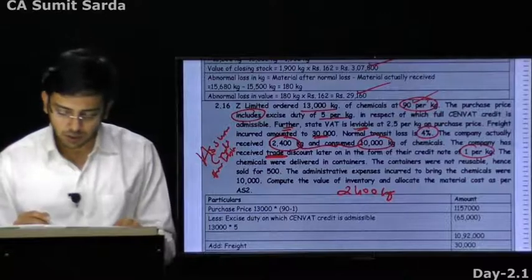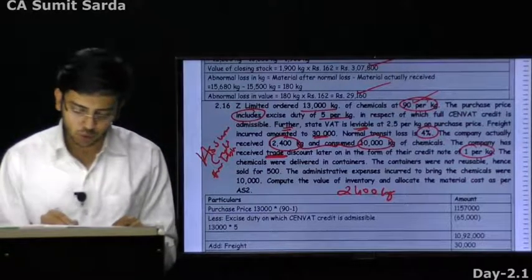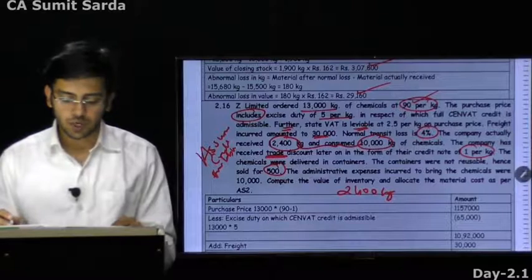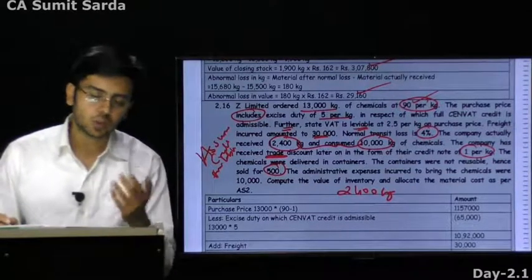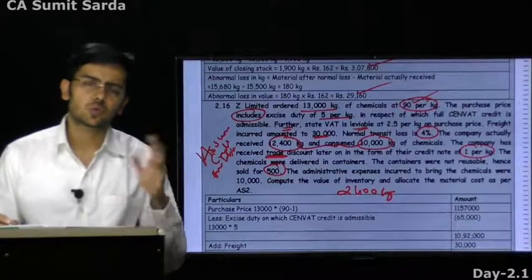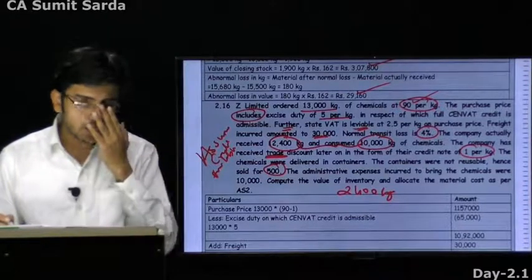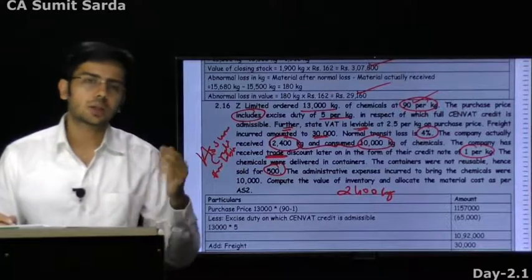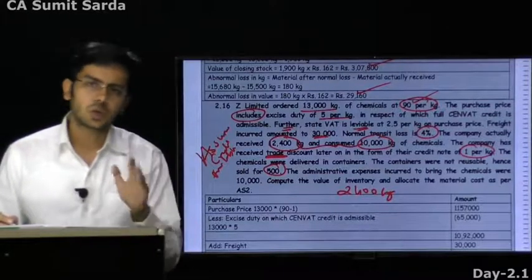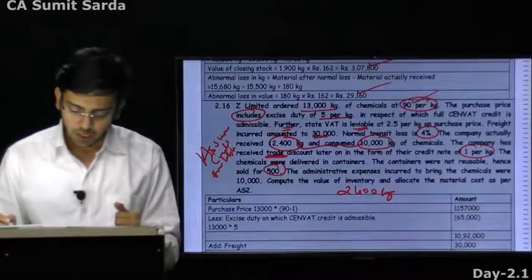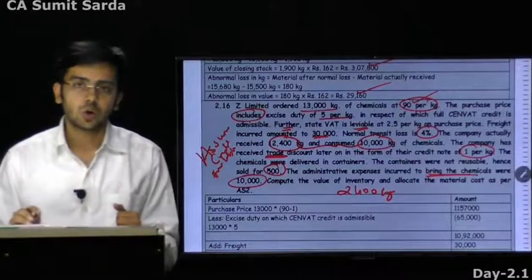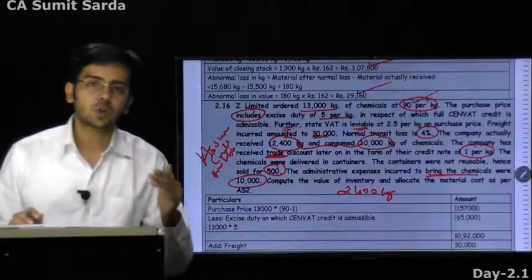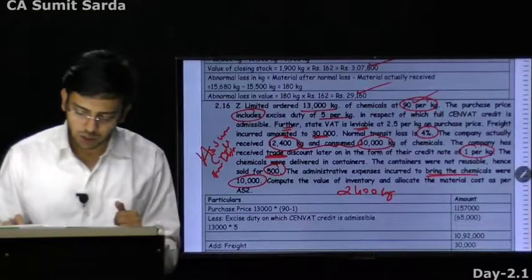Chemicals are delivered in containers. The containers are not reusable and hence sold for 500. Generally, such scrap sales, the treatment of scrap sale, we are yet to come ahead with the treatments of byproducts which includes scrap sale as well, is deducted from the cost of the inventory. You can show it as other income, but best is to deduct the cost of inventory by them. Admin expenses incurred in bringing the chemical to the present location is 10,000. Admin cost is included, so 10,000 will be included.